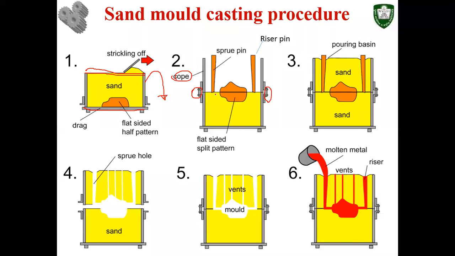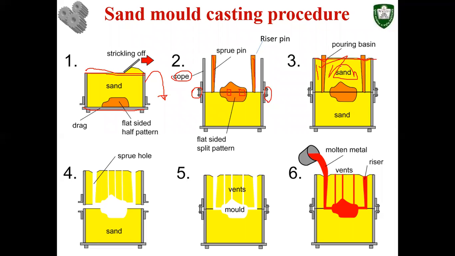Once the clamping is done, you put the other half of the pattern in position using the dowel pin, and then you put the sprue pin, which is a solid material, and the riser pin, which is also a solid material, so that sand does not go to that place, okay? Then you fill the whole space with sand, make the surface flat, and then create the pouring basin and the riser basin, okay?